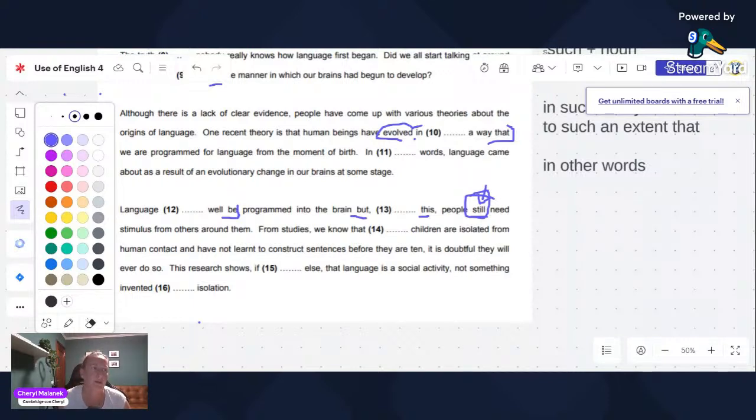But remember, generally, that's not going to be an answer, because there's too many possibilities. So let's read the whole sentence before we come to a conclusion about what the answer might be here. So from studies, we know that children are isolated from human contact and have not learned to construct sentences before they are 10. Important here, comma, it is doubtful they will ever do so.